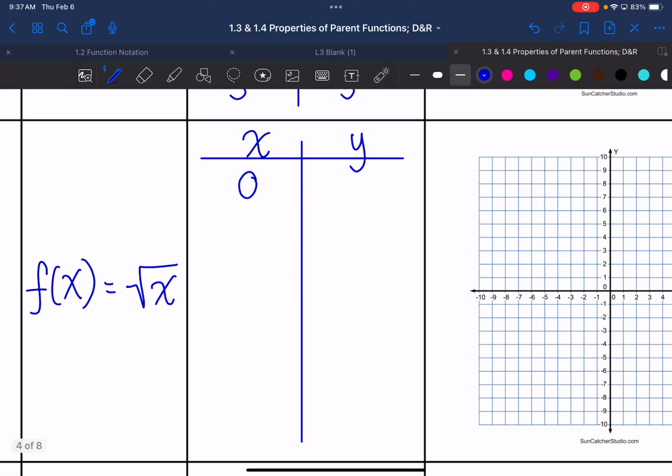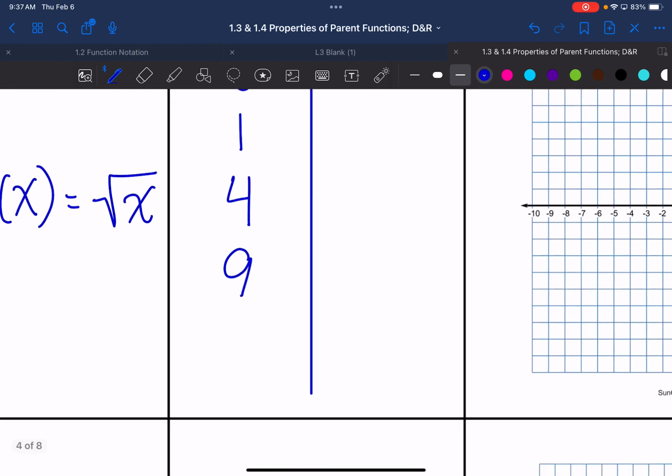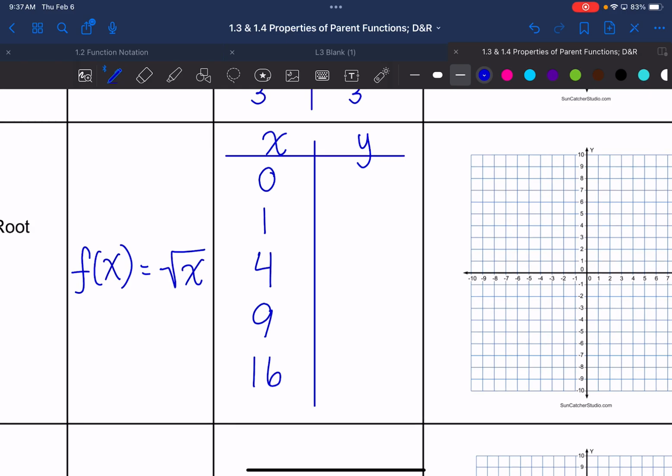So I'm just going to choose to go up by square rootable numbers. The next square rootable number is 1. Then the next square rootable after 1, 4. Then 9. What's next after 9? 16, exactly. And I'm like, okay, that's enough points. Those numbers will give you pretty whole number coordinate points rather than trying to plot decimals.